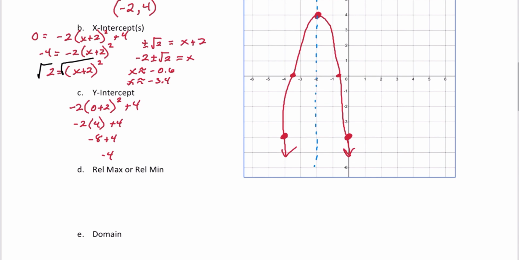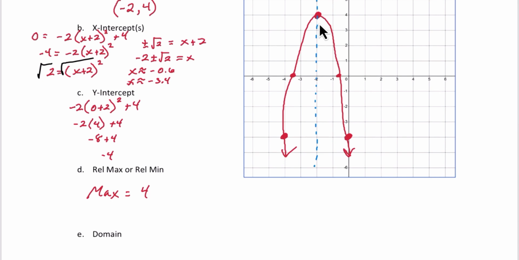Up next, we're asked if there's a relative max or min. We can see that the vertex is a maximum, and the max value is the y value of that vertex, which in this case is 4.